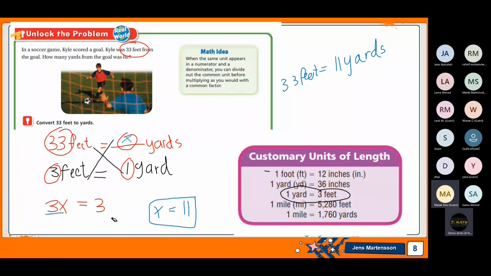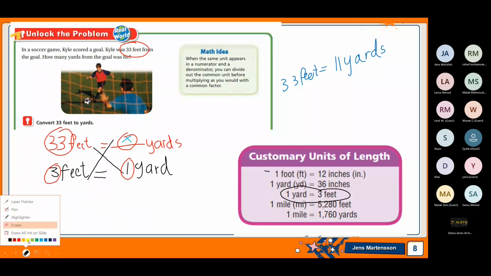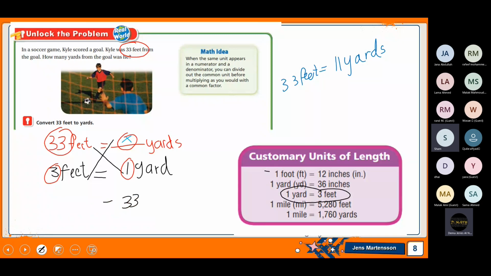Let's go back here, Malak. In this one, we said 33 times 1 is 33 and 3 times x is 3x. Now, what is the number that's multiplied by x? Here it's a 3, so you divide both terms by 3. So you say x equals 33 over 3.